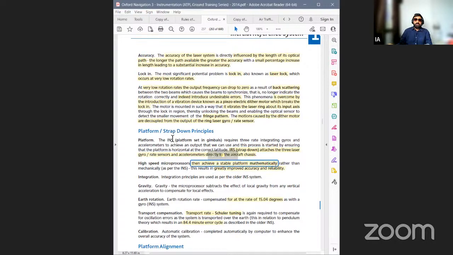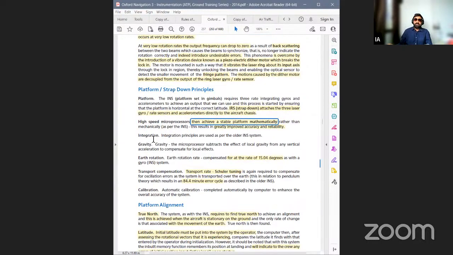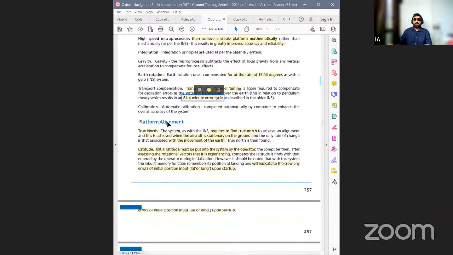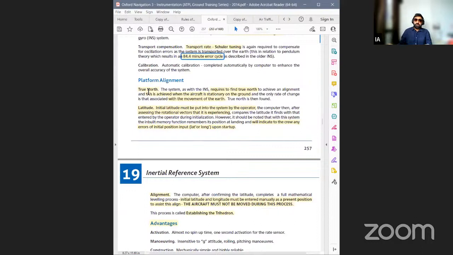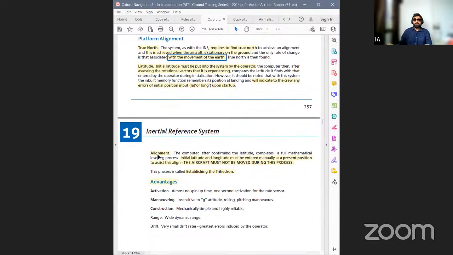What are the principles here? Gravity, integration, earth rotation. Remember the earth rotation value, 15.04 degrees. And Schuler tuning, transport rate, 84.4 minute error cycle are the keywords. Platform alignment for IRS would be true north; latitude should be entered correctly, longitude will be entered correctly, and the aircraft should not be moved when the information is being put in, and that is to do with the alignment.